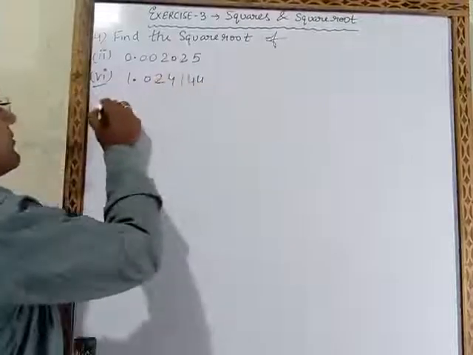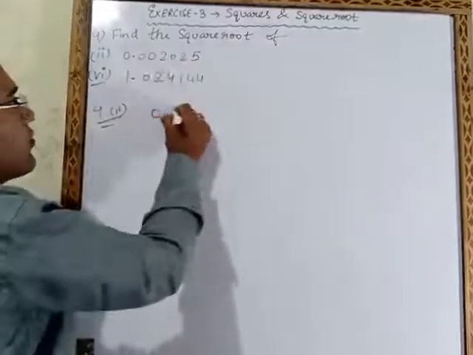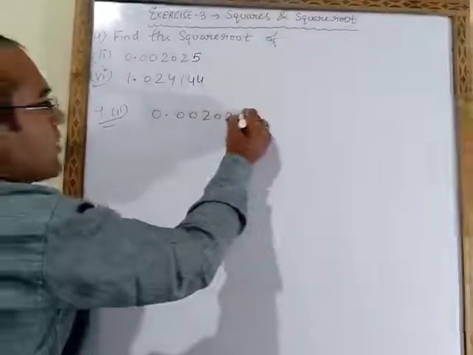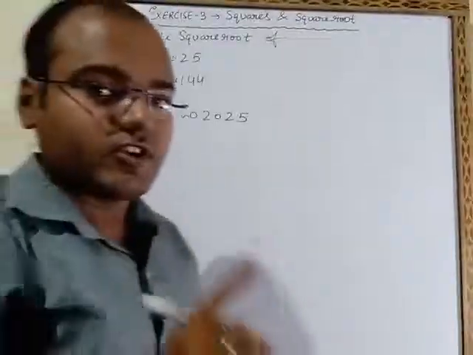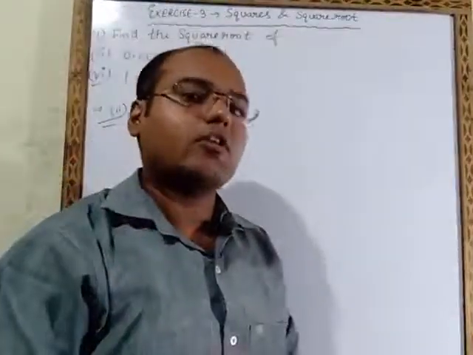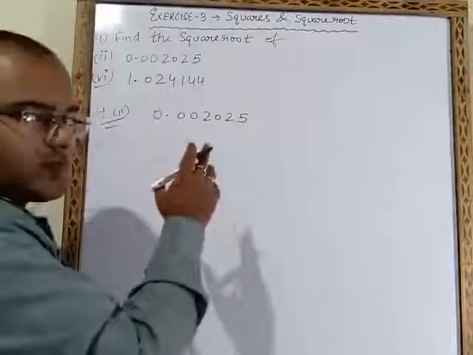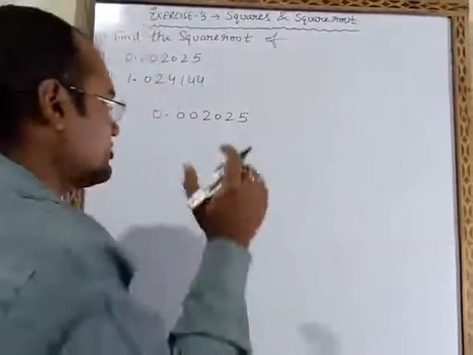Fourth question, second part. Find the square root of 0.002025. He did not tell in the question which method you have to use. So you can use any method. Either you can use prime factor method or division method. Both are correct. So let's solve with prime factor method. Prime factor is easy.